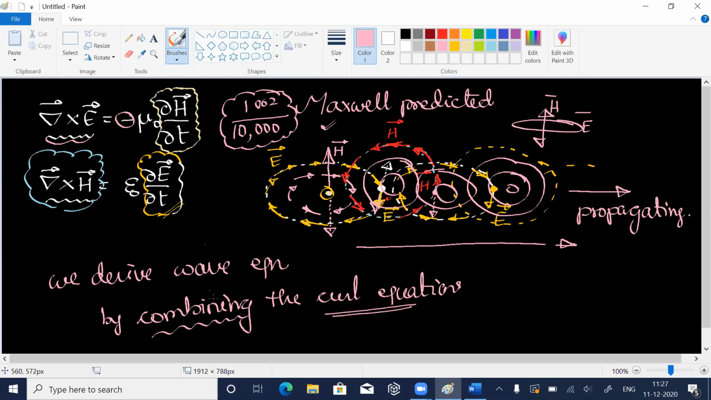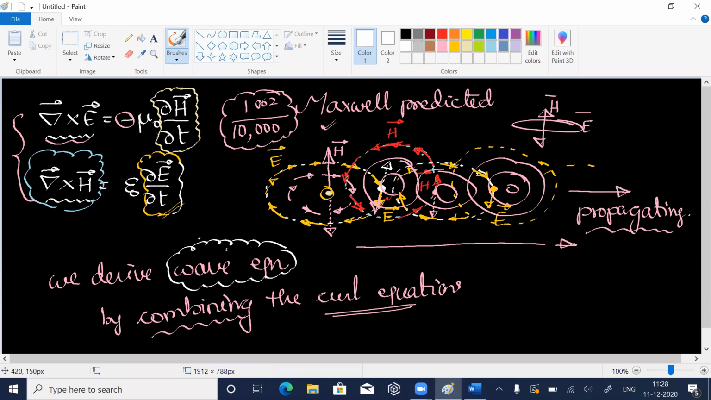Because a couple of moments ago, we observed that these curl equations predict what? Propagation, right? Right or wrong? Yes, sir. As they predict propagation, now we are really eager, we are thirsty, to find this wave equation out of this propagation. To explore this, we are now in the process of combining these two curl equations.